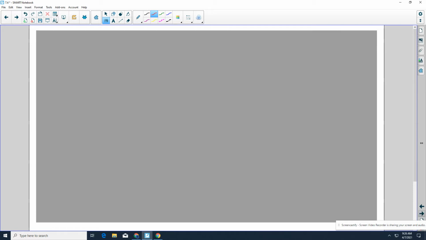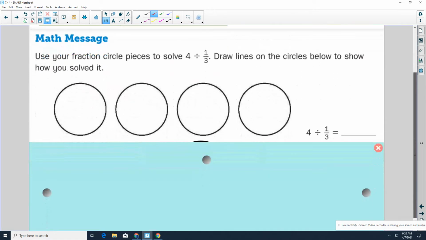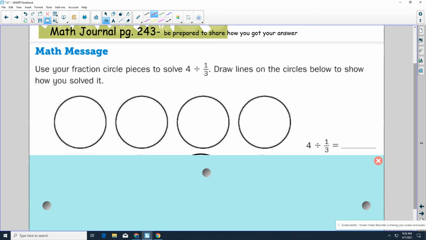We're not going to do that because that's a virtual thing. It's really harder to do here. So let's go ahead and look at page 243 in your math journal. So take a minute, pause the video, and go ahead and go to 243.